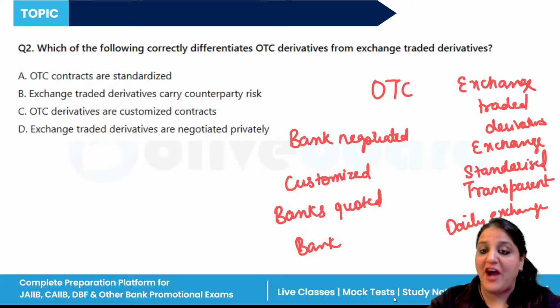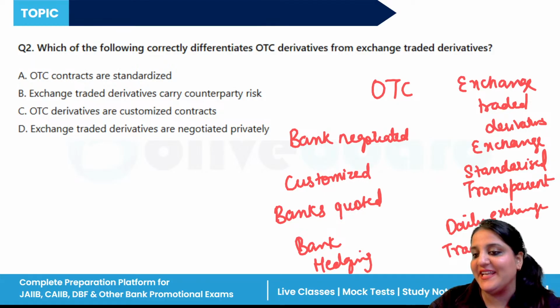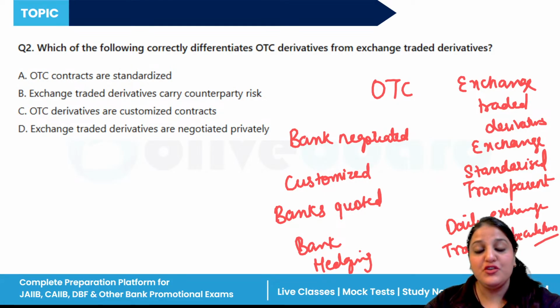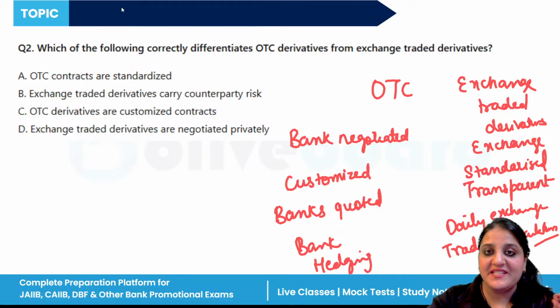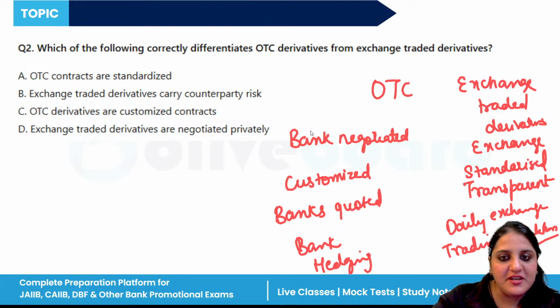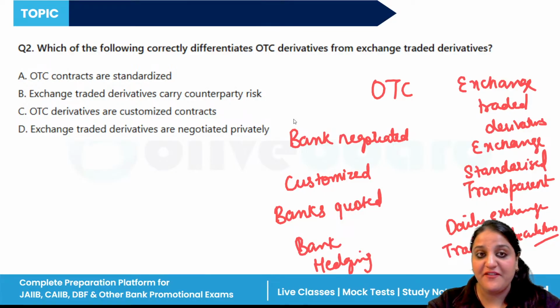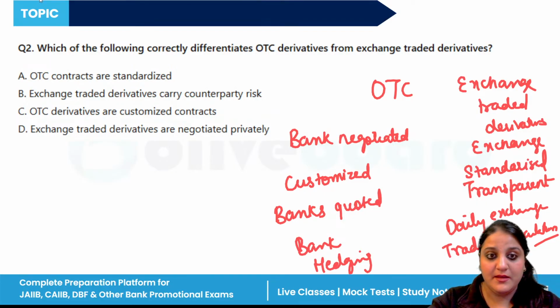And why is OTC used? For hedging, but exchange is used for trading and speculation. So that is the difference between OTC and exchange. Now the thing is that OTC means customized, bank negotiated. Exchange traded means standardized and transparent. Counterparty risk is available in the OTC.